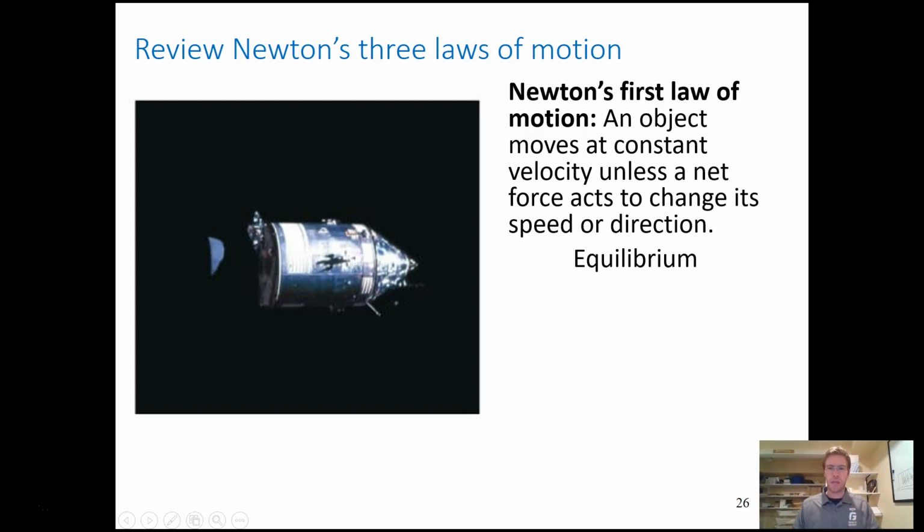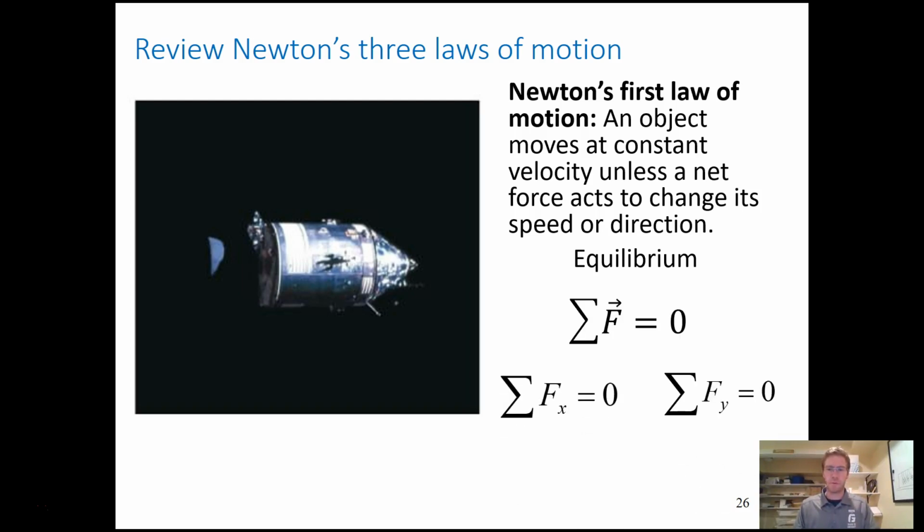When an object is in equilibrium, what that means is that there's no net force acting upon it, so it is not accelerating at all. So again, this means that the net force, the sum of all the forces, is equal to 0, meaning the sum of the forces in the x direction is equal to 0, and the sum of the forces in the y direction is also equal to 0.